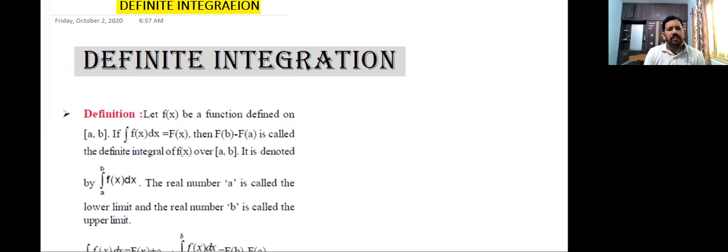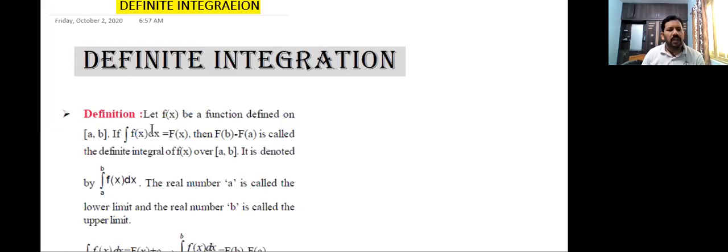So in the previous class we have completed indefinite integration. Now we are going to start definite integration. It is a continuation of integration only. See the definite integration definition.